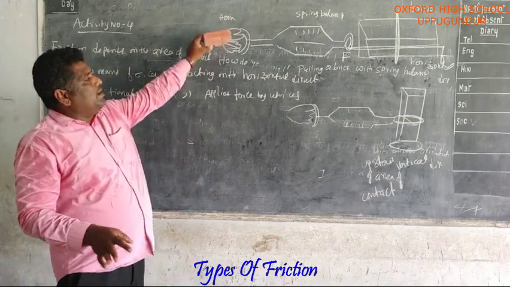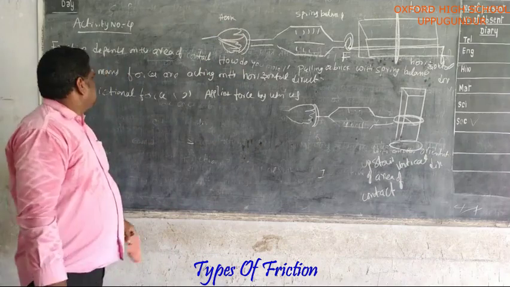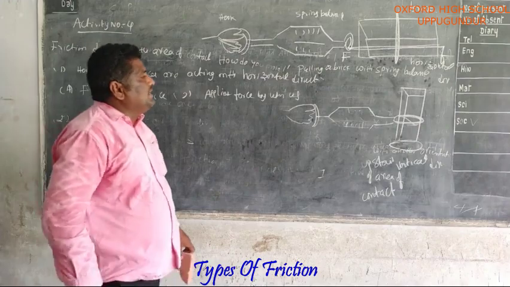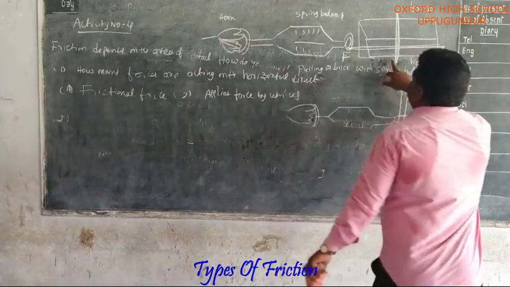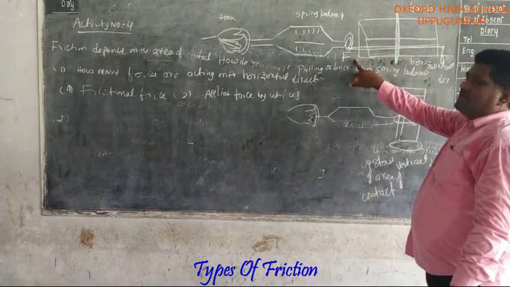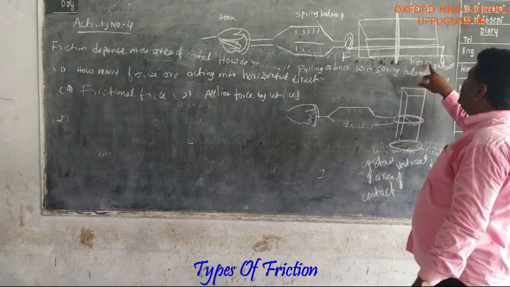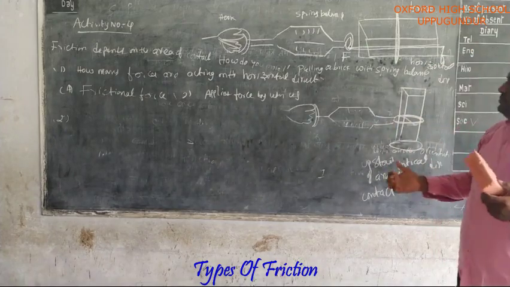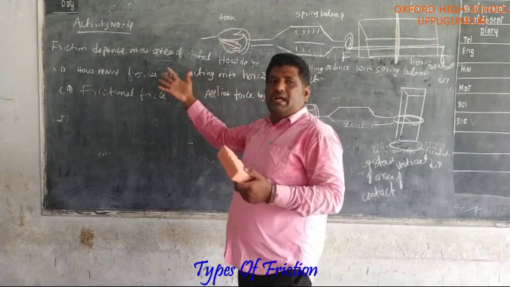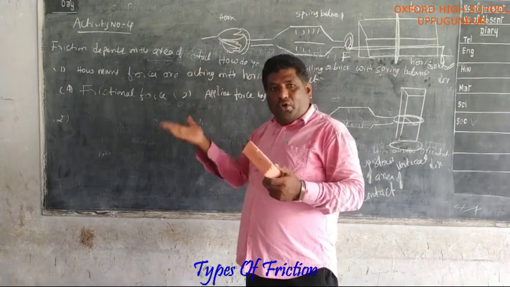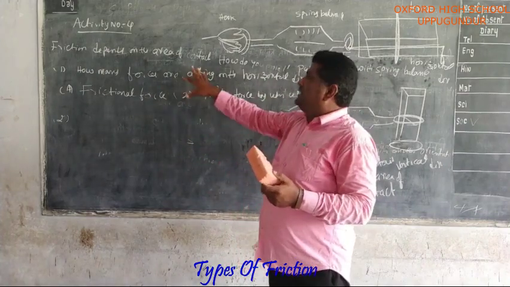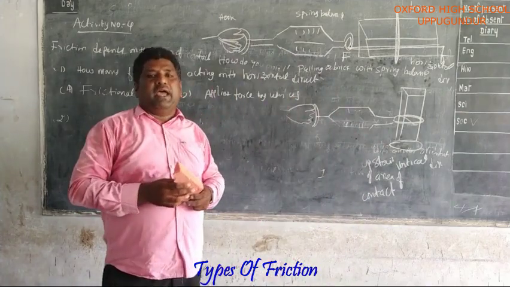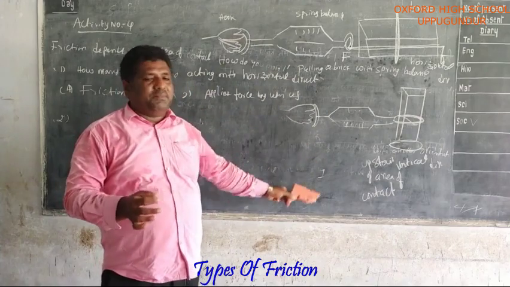And also, I will ask some questions on this activity. How many forces are acting in the horizontal direction? How many forces are acting on the brick in the picture? One is the frictional force, and the second one is the applied force, which is applied by us. Finally, the conclusion is that frictional force depends upon the area of contact.